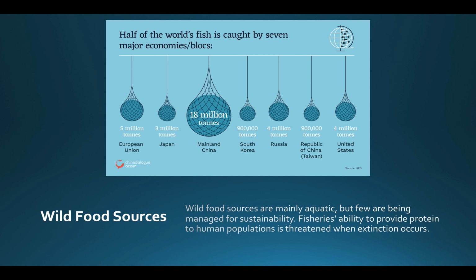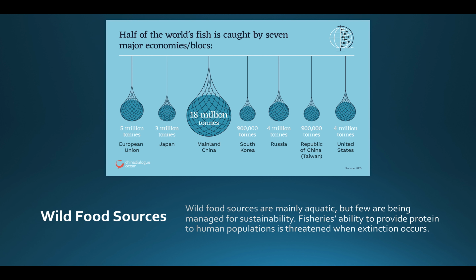So now let's talk about wild food sources. Wild food sources currently are mainly aquatic, but few are being managed for sustainability, or basically few are being managed to last us very long. Fisheries, which would be those wild food sources, basically catching food straight from the wild. Fisheries' ability to provide protein to human populations is threatened when extinction occurs.